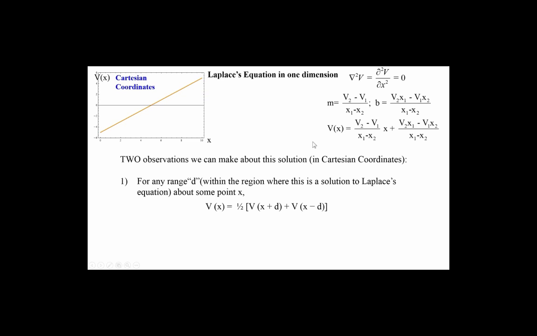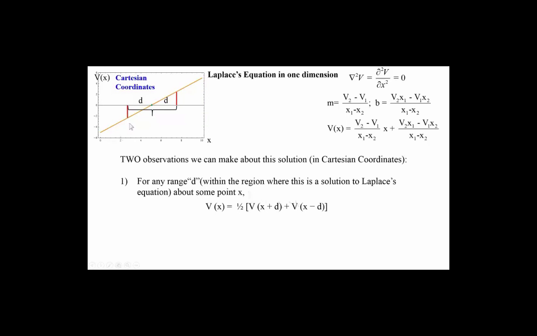And the first is that for any range d, plus or minus d, within the region of a solution, so if you bound the particular point on the solution and go plus or minus d, you're going from a value of the function here and a value of the function here, and this is the value in between. So over this range here, we end up getting this expression here where we have the potential at the point x in terms of the potential at the two endpoints of this interval. It will be equal to 1/2 times the sum. So it's the average of these two values.